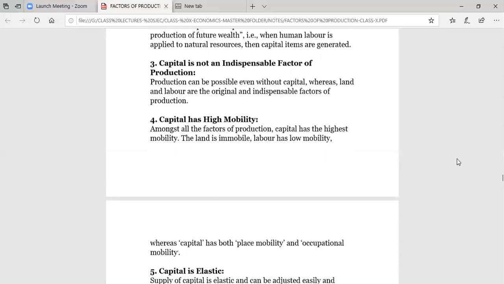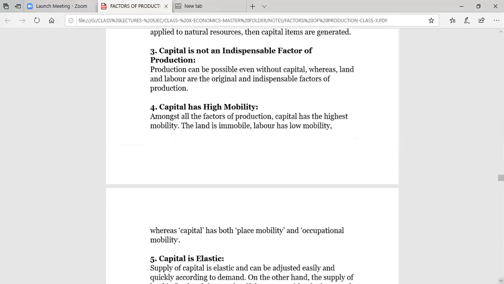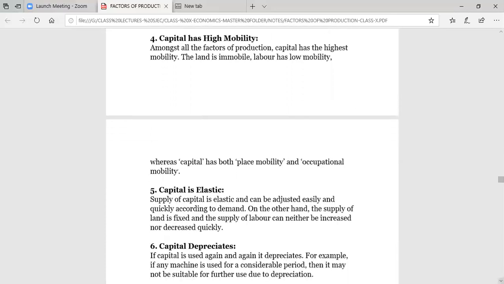Capital has a high mobility. Why? It can be shifted from one place to another. Money can be shifted, machinery can be shifted, equipment can be shifted. That is why capital has a high mobility.